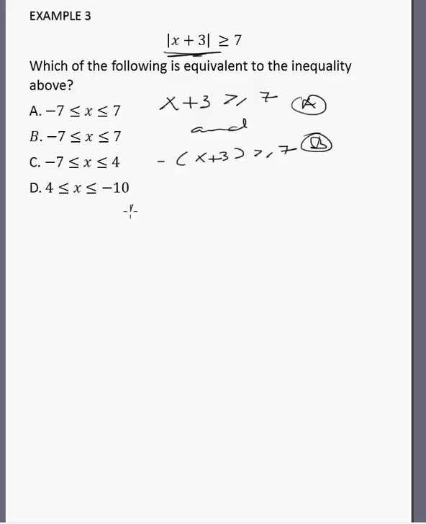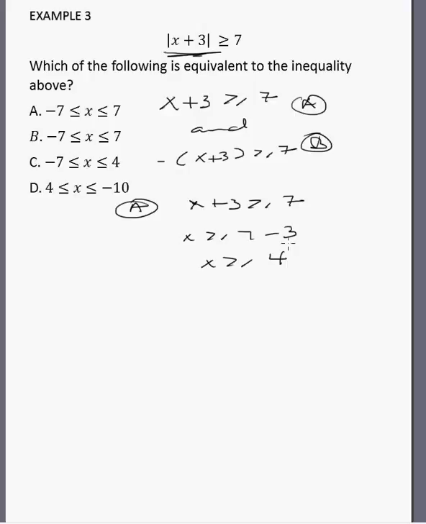Now let's do the A part. When you take the A part, that means x plus 3 greater or equal to 7 means x has to be greater or equal to 7 minus 3, and therefore x greater or equal to 4. So this is fine. So at least we know one of the values of x has to be greater or equal to 4.